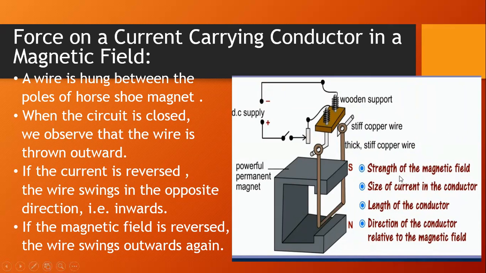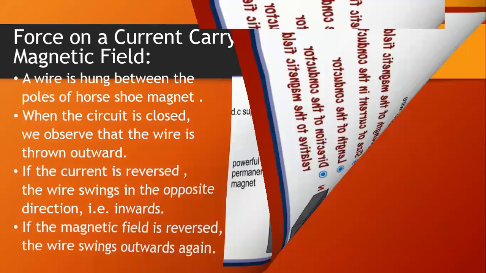This wire which is hung inside the magnetic field moves outwards, because when the current is flowing through this wire, it also has its own magnetic field, and there is the magnetic field of this permanent horseshoe magnet. So both the magnetic fields interact with each other, and because of this the wire is pushed out or pushed in. It depends on the direction of the current.